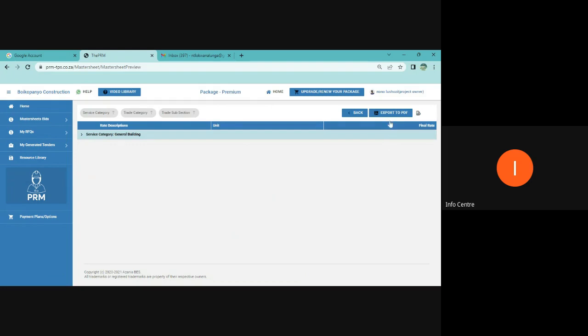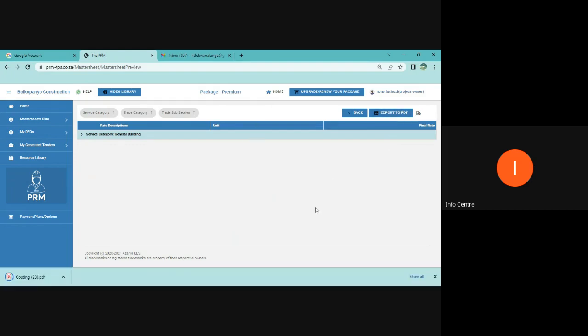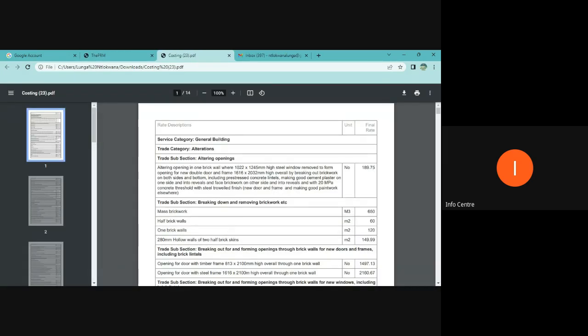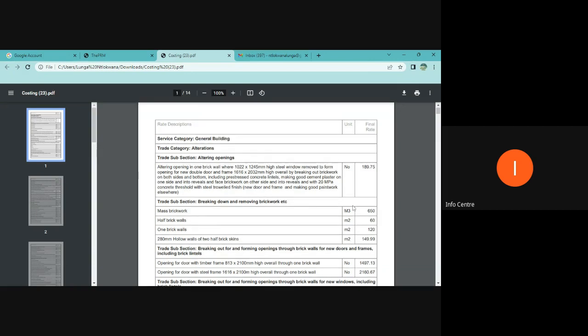And then from preview, I can just click export to PDF. And then from there, when I open my PDF, as you can see, I've got my service category, general buildings. Trade category is alterations. Trade subsection, altering openings. And then my description is here, unit is here, and then my final rate, which I have customized as my company internally, is here. This is applicable across the board.